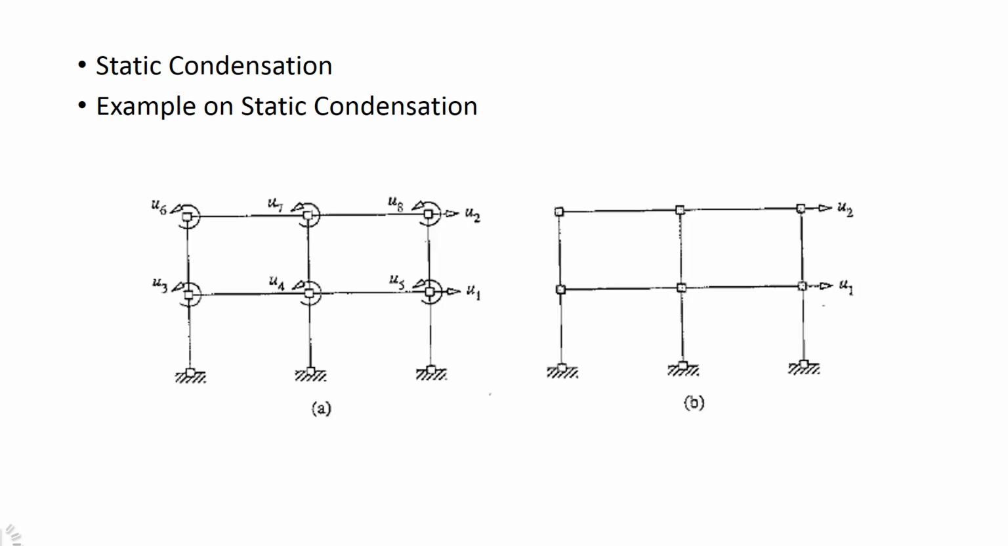In this lecture, we would be talking about static condensation. Next, we would be talking about certain examples on static condensation. So let us begin. We know that we have already studied discretization in the earlier lecture. And what did we get to know from discretization? That we could take out or eliminate certain degrees of freedom if, for example, we have certain assumptions.